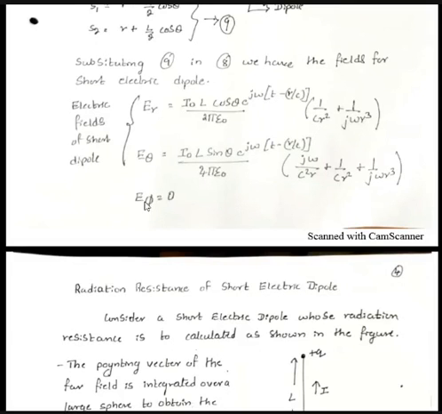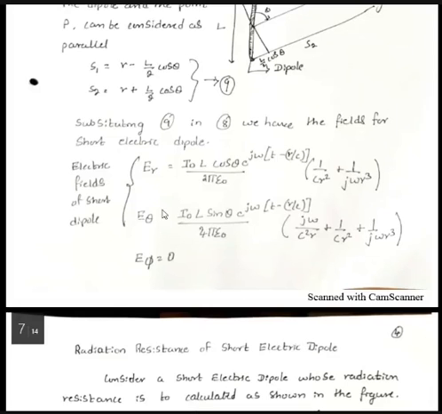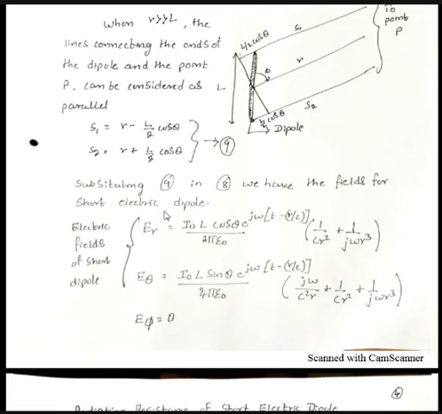So now we have got the electric fields of a short dipole in the direction of r and theta. We don't have any electric field in the direction of phi, that is, the azimuth direction. So this is how we can understand the short electric dipole.